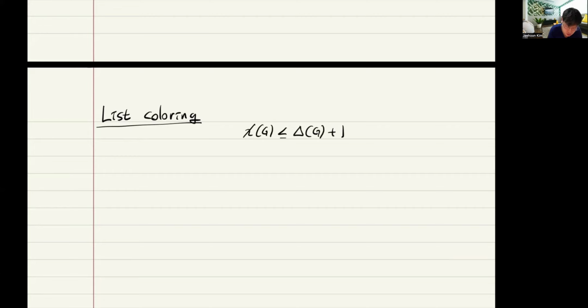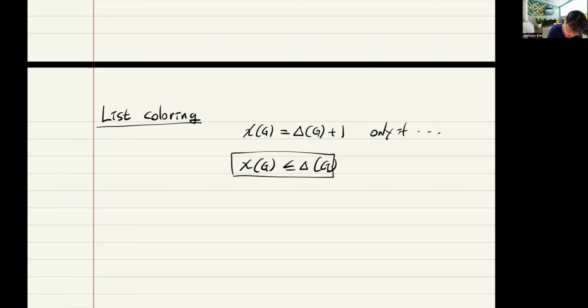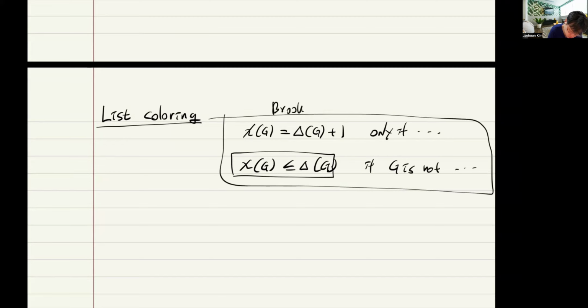This inequality holds, but we can characterize the equality case. So we will show that this equality holds only if G is something. That means we get a better inequality if G is not one of them. So this theorem is called Brooks' theorem, and we will prove this.